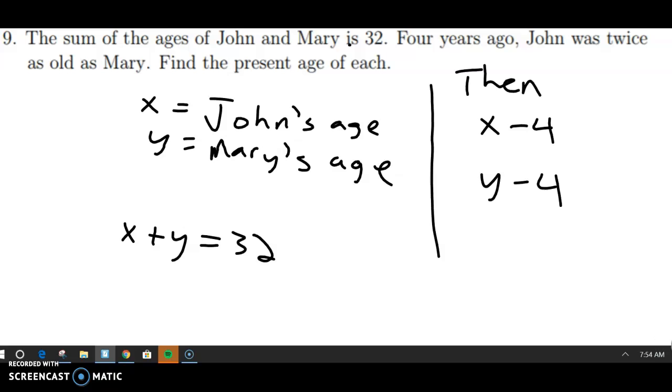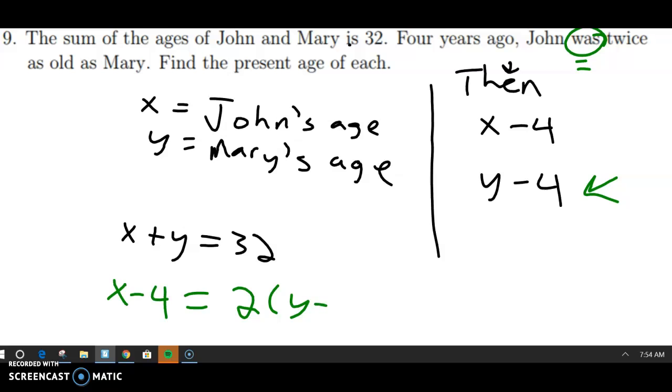4 years ago, all right, so now we're looking at the then. John 4 years ago was X minus 4. Was, so that's going to be like is, which means equals. Twice as old as Mary. Here's where you have to be careful. He was twice as old as Mary, so it's 2 times Mary's age then. So to show that, we put it into a grouping.